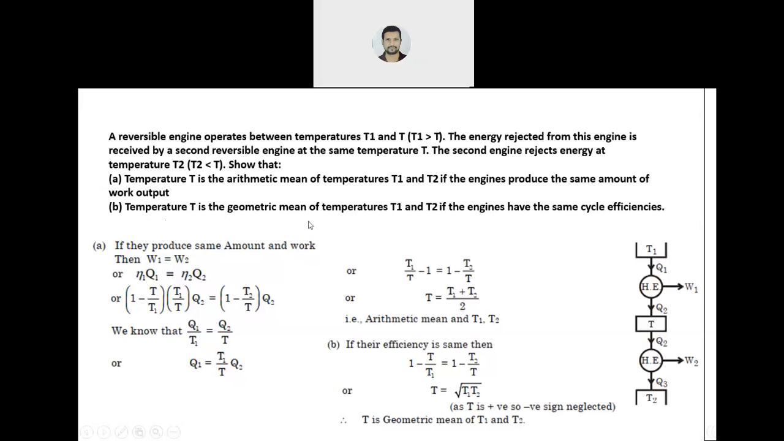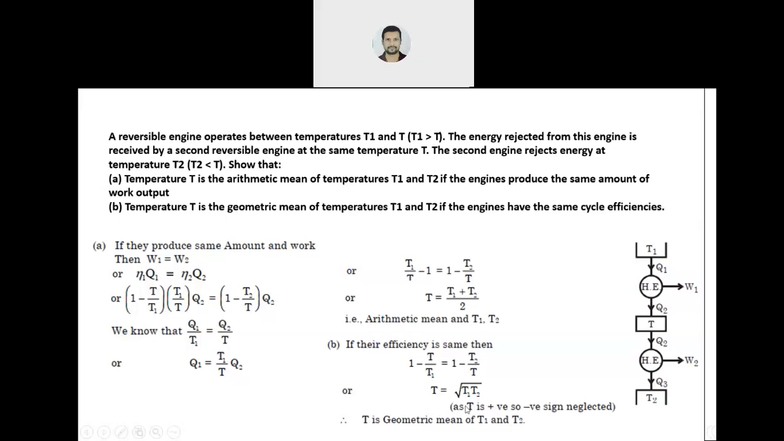Now for the second case, what is given? Efficiency is the same. Efficiency is nothing but 1 minus T by T1 for the first engine. For the second engine, 1 minus T2 by T. This is the same. Now simplify this, 1 will cancel, minus will cancel. You will get T square equals T1 into T2. So T will be root over T1 T2, correct?